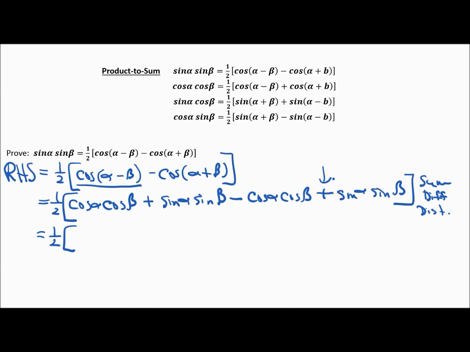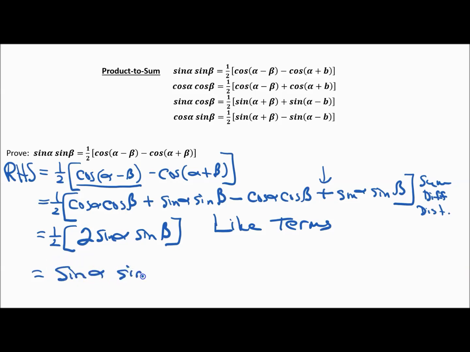Now I'm going to combine like terms if possible. I do see something important. I've got a cosine of alpha, cosine of beta, and a minus cosine of alpha times cosine of beta. So those cancel each other out. On the other hand, the sine of alpha, sine of beta, I have another plus sine of alpha, sine of beta, which is going to give me 2 sine of alpha, sine of beta. All we did there was combine like terms. The next step, I got half of 2, which is just 1, so my final answer is sine of alpha, sine of beta. And look, that's exactly what we were trying to prove.